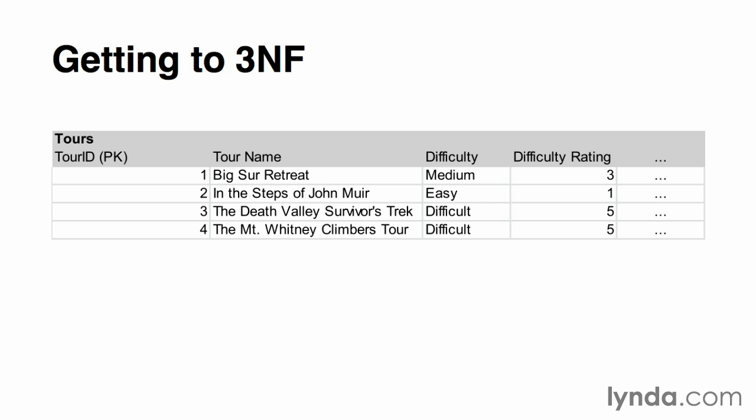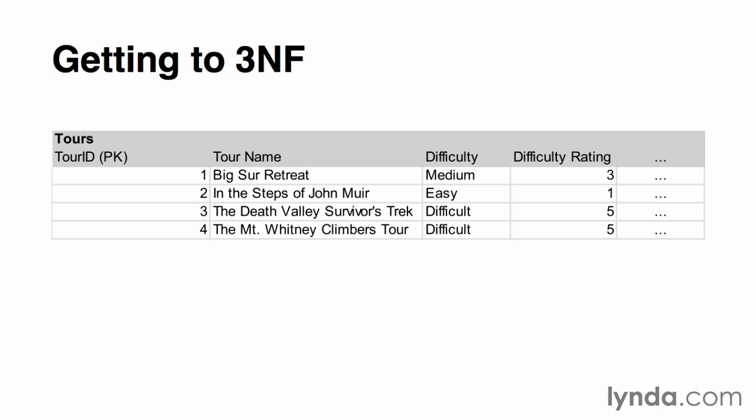In the table about the various tour packages, we are storing a difficulty rating as both a numeric rating and a text description of what that number means. You can see that a difficulty of easy should always correspond to a rating of 1, and a difficulty of difficult should always correspond to a rating of 5. However, there is nothing really preventing us from accidentally putting in a difficulty of easy and a rating of 5.